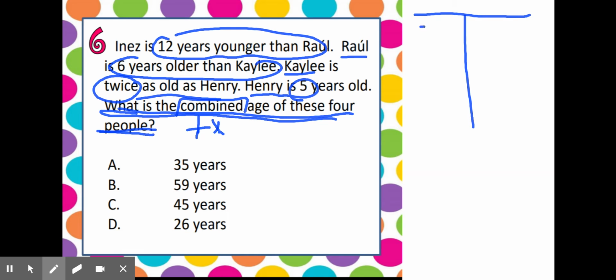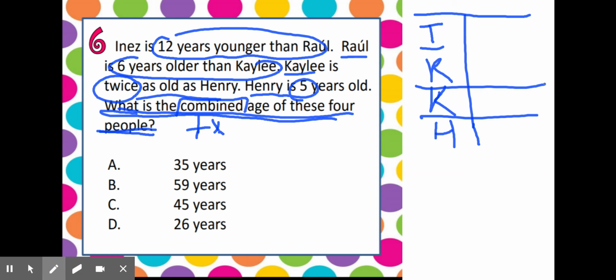So we have Inez, we have Raul, we have Kaylee, and Henry. And this one is what we also call a backwards problem. In order to solve a problem like this, they have to give you the age of one of the students. And usually they give you the last person towards the end of the word problem. And that's what they did. Henry was 5, so we put Henry is 5. And then I'm going to cross it out, and we're going to work our way backwards up to the first sentence.